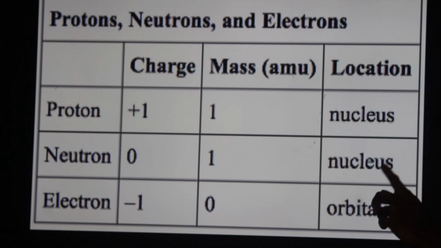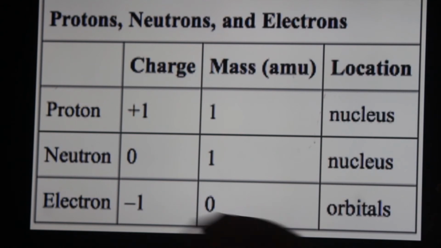Location, nucleus. In the case of the electron, the charge is -1, and the mass in AMU is 0. Compared to the proton and neutron, the electron has very little mass, so we do not take its mass. The location is orbit or shell.